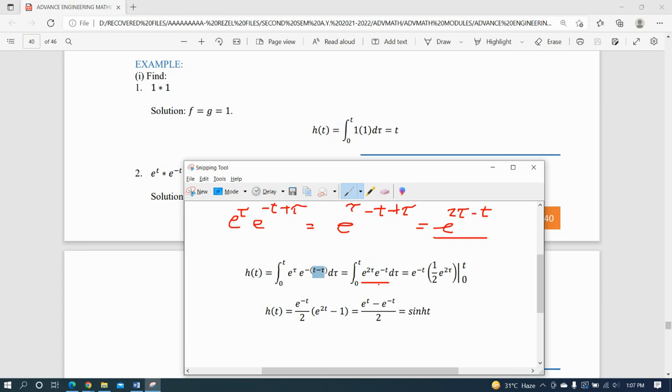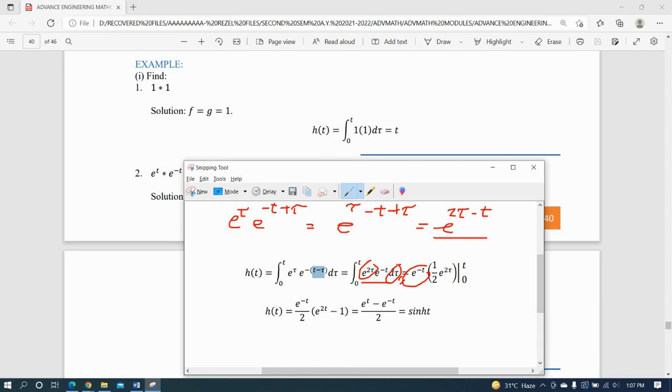So, as you can see, ang variable natin dito ay tau, guys. So i-consider natin si e raised to negative t as constant. Parang ganun yung dating niya. So, ang i-integrate lang natin dito ay si e raised to 2 tau d tau. I-factor out natin si e raised to negative t.